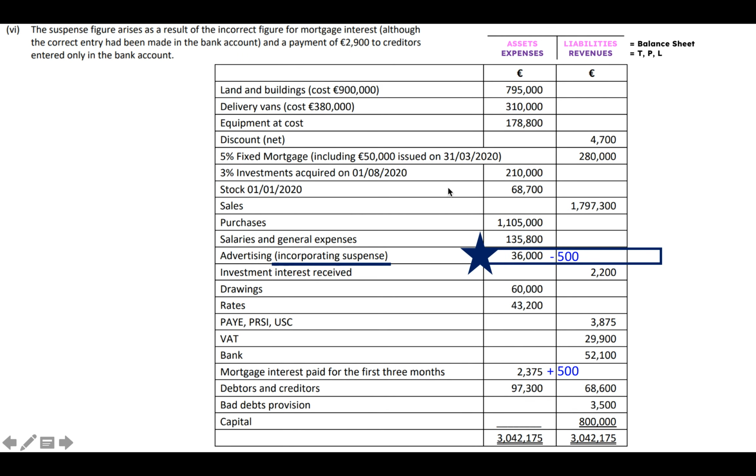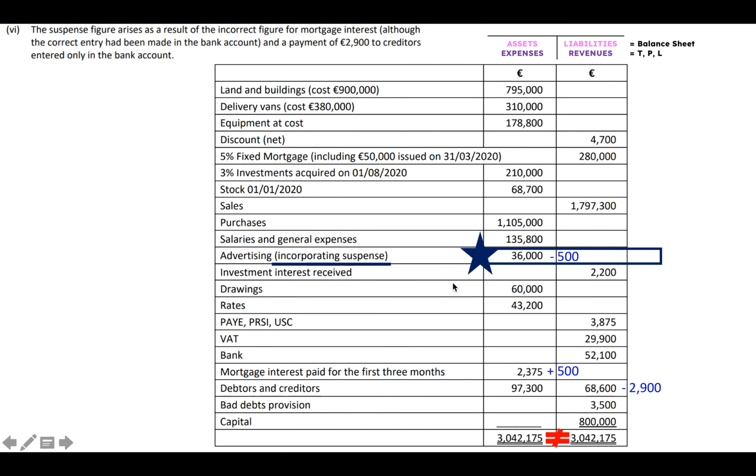Second part of it says a payment of 2,900 to creditors entered only in the bank account. Okay, so here's my creditors figure here. My creditor, as you know, is a liability. They are the people that we owe money to. So if I made a payment to them that is going to reduce the 68,600 by 2,900. So I'll minus 2,900 there. Now, as you know, your debits and credits must equal. So that means that my debits and credits there, they don't equal. Okay, so I'm 2,900 down on the credit side.